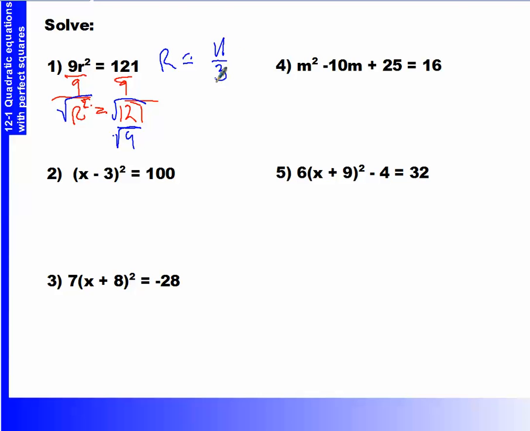Now here's the trick. I will concede that 11 over 3 is going to work. But what about negative 11 over 3? Let's double check. We're just going to double check to prove that both are going to work. So I'm going to go with 9, and instead of r, I'm going to plug in 11 over 3. But now we're going to try the negative version, okay? So we have negative 11 over 3, and we're going to square that. That's equal to 121. We're just seeing if this works.